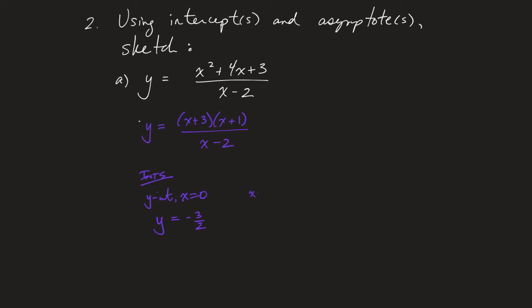Now I'm going to find my x-intercept. That means my y value equals 0. And this is where I would argue to you, take a look at the purple. I know that to make a fraction equal to 0 means that the top is equal to 0. And I've already factored my quadratic, which allows me to find my x-intercepts of negative 3 or negative 1 pretty quickly.